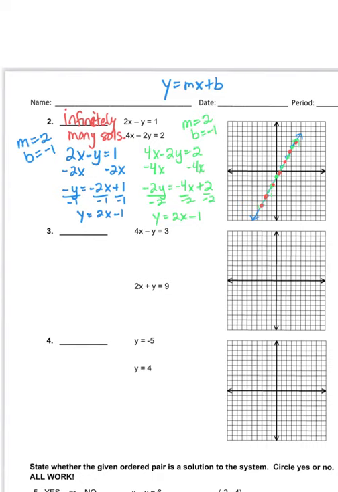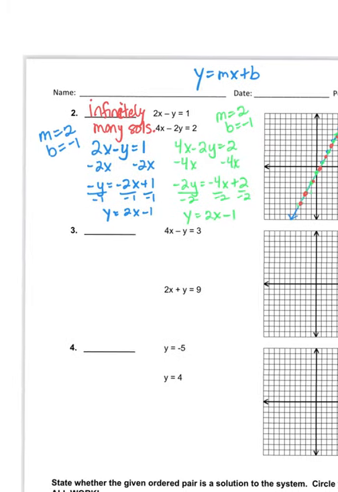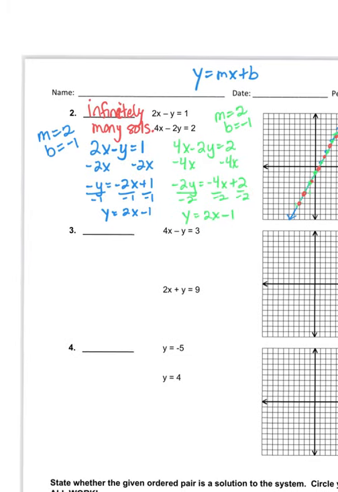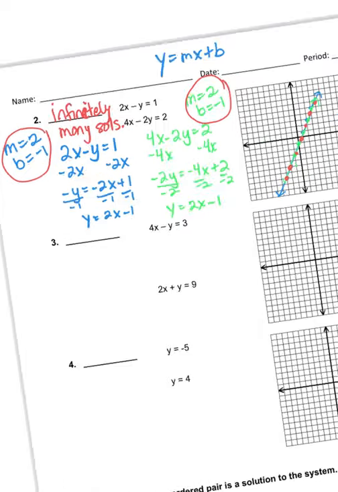You could have recognized that earlier when we looked at our slope and our y-intercept. Slope and y-intercept, 2, -1. Slope and y-intercept, 2, -1. That's basically the same line. So again, when you graph two lines and it's the same exact line, your solutions are infinitely many. Now let's take a look at number 3.